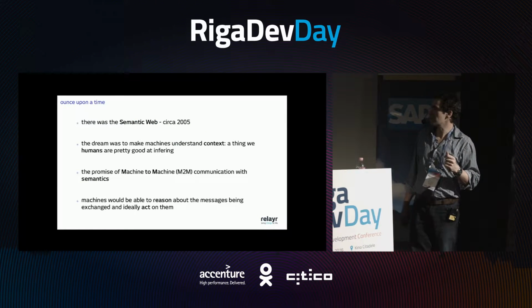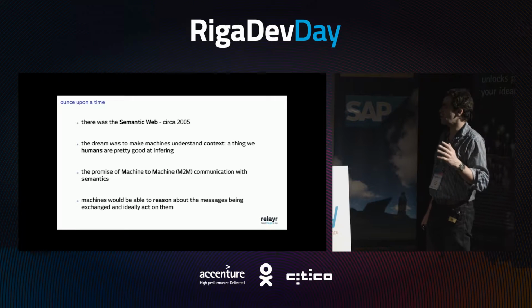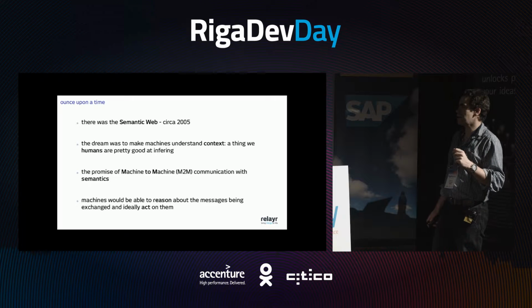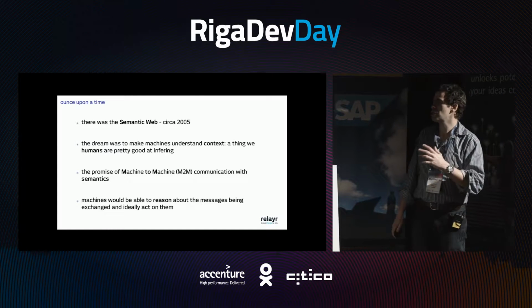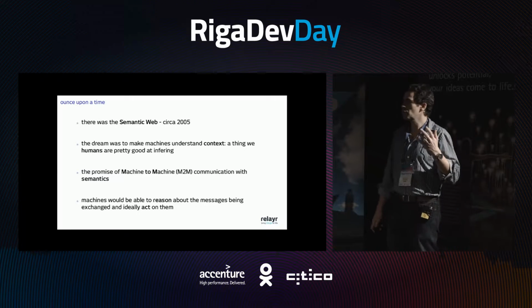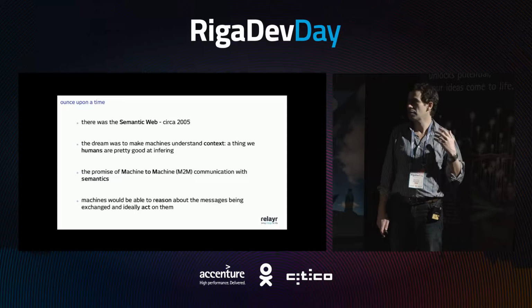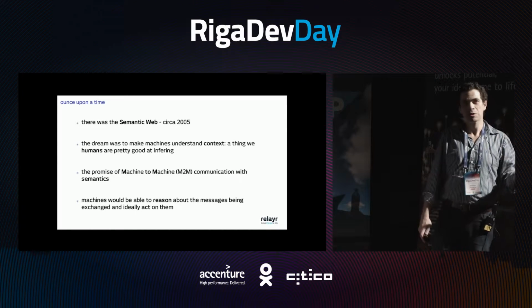So this was in 2005. It was Tim Berners-Lee, the creator of the World Wide Web, that introduced this idea. And the idea was, like I said, to make the machine smart and to make machine-to-machine communication more useful for you, so that when you do a search on Google or whatever other search engine you use, you don't have to interpret the results yourself.